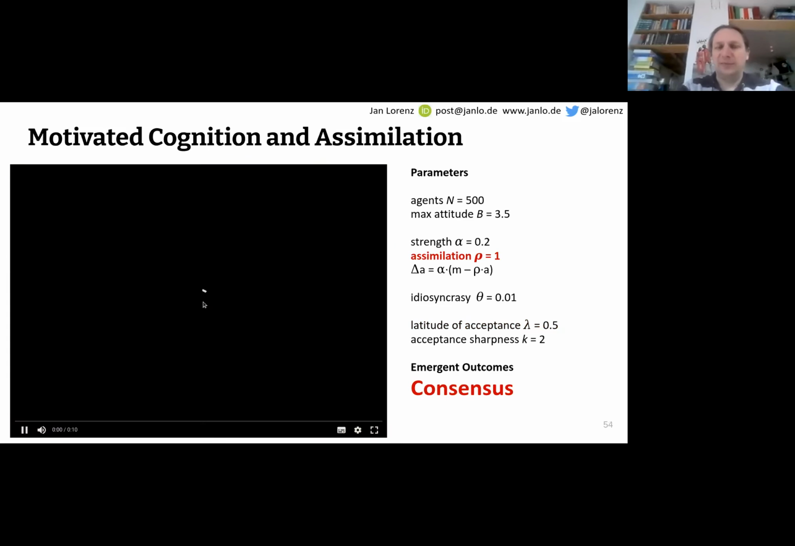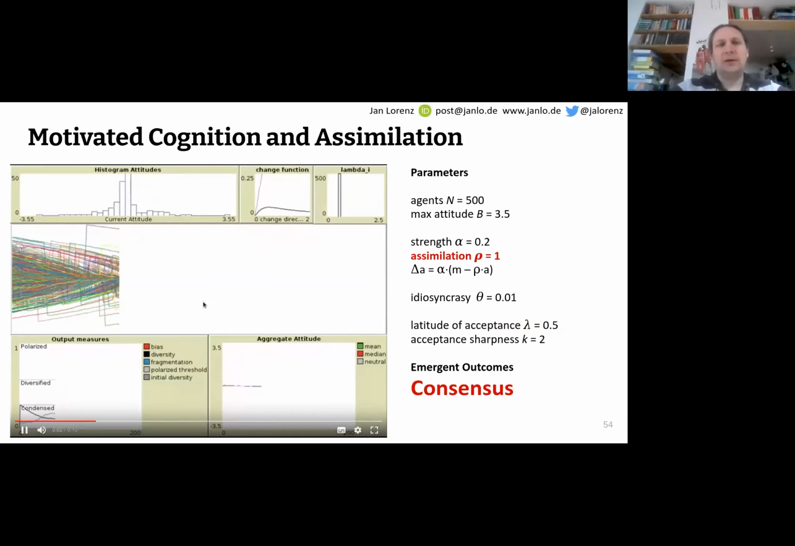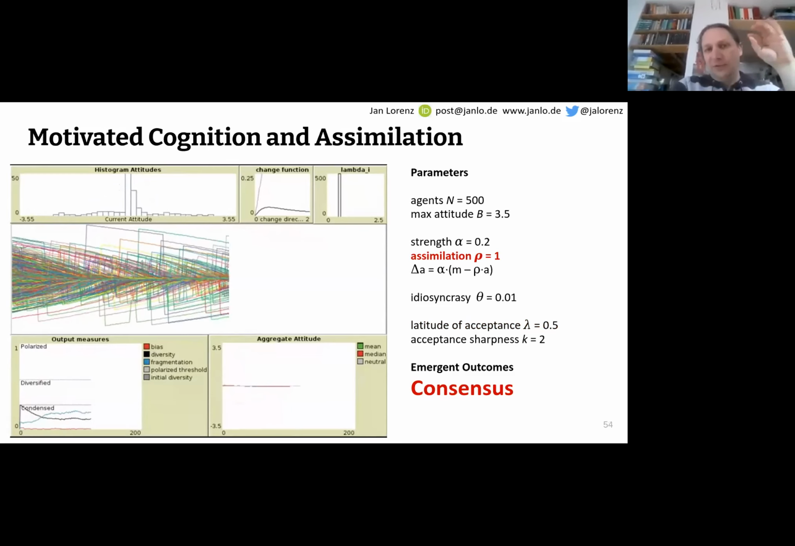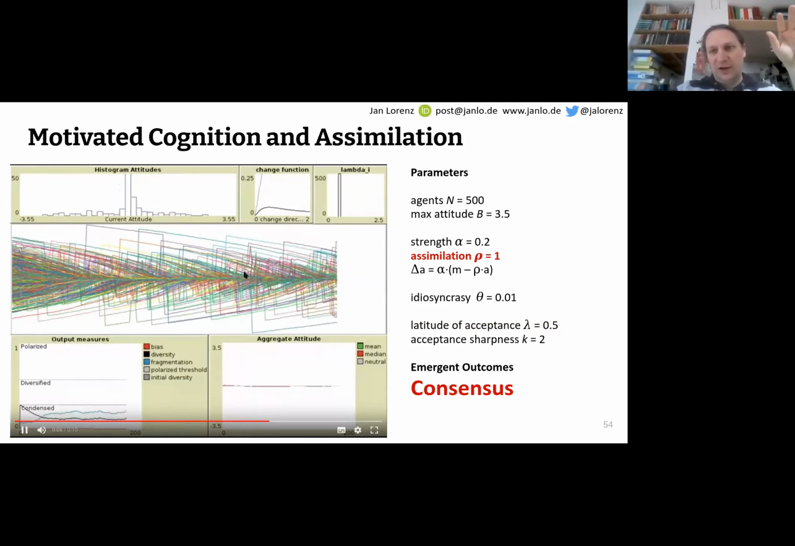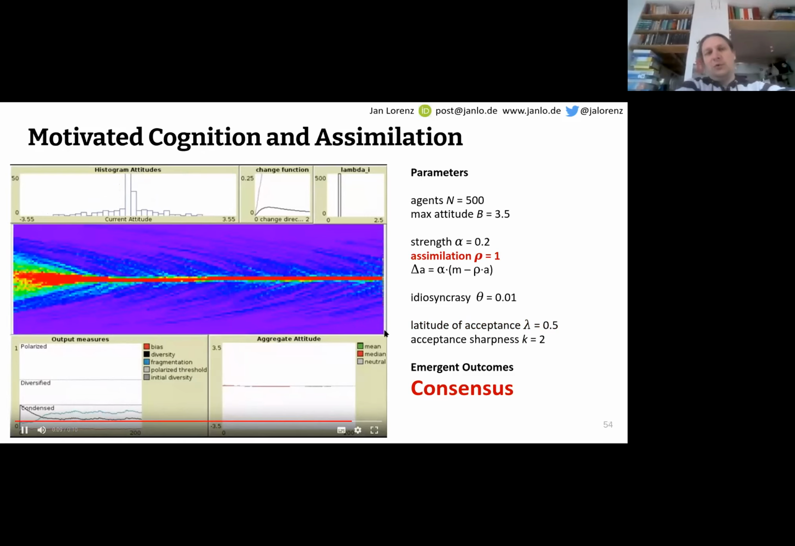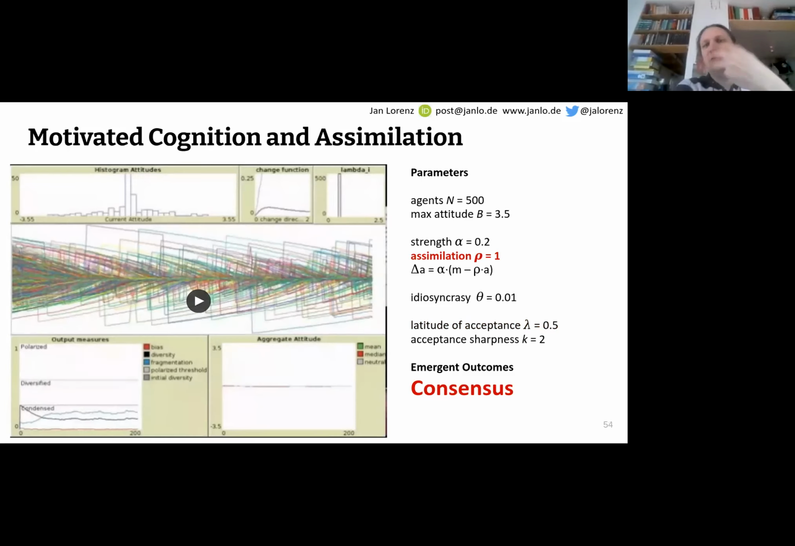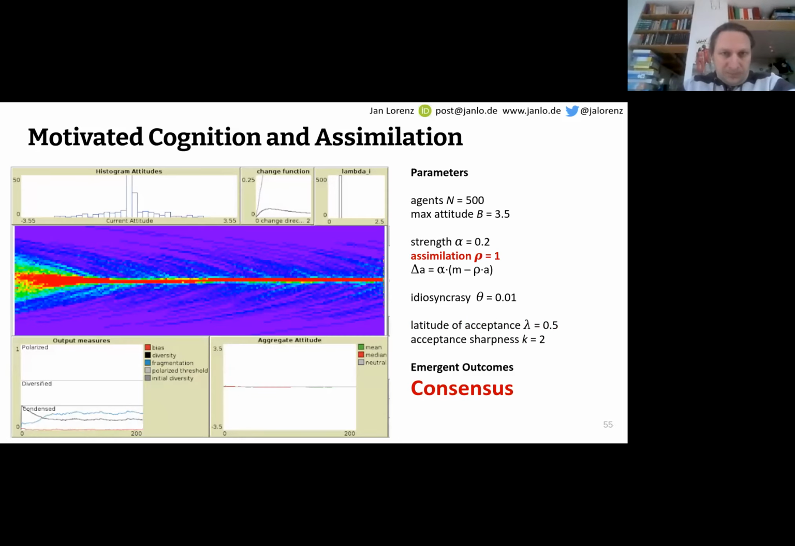Motivated cognition with assimilation is of course not doing much when we have this mild form. It just takes a bit more time until the more extreme ones go to the center. But as there's always some positive influence from the central group on the still more extreme ones, they are just a bit slower, but they are absorbed to the consensus. So there's nothing changing when we have these smooth bounds for motivated cognition or smooth confidence bounds.